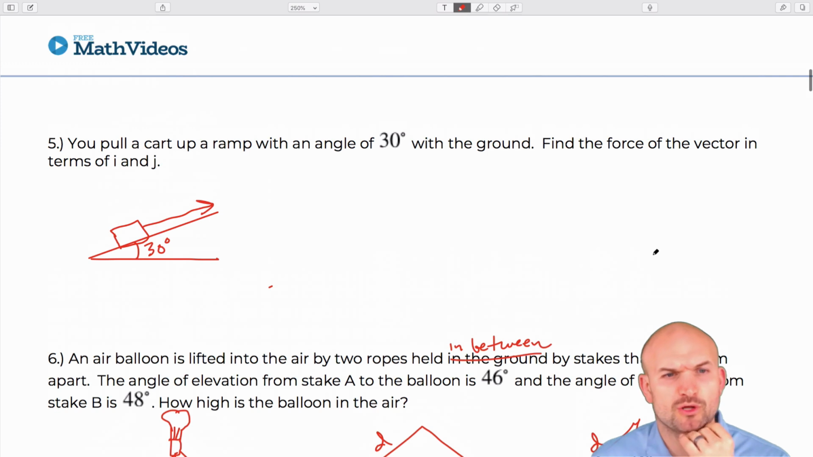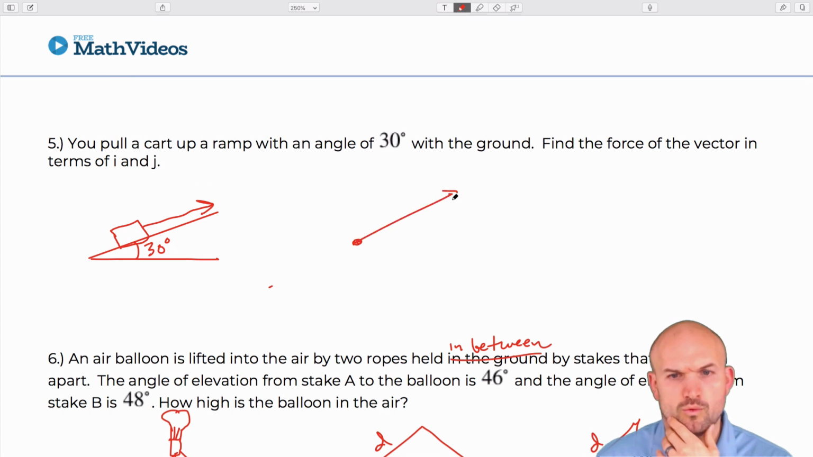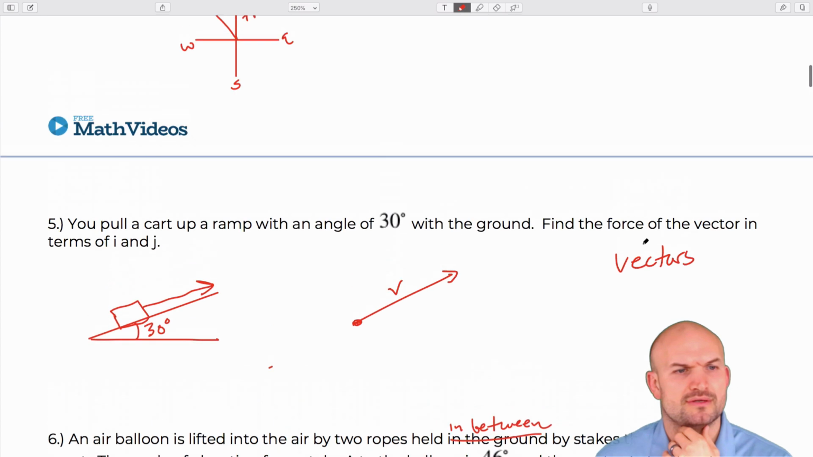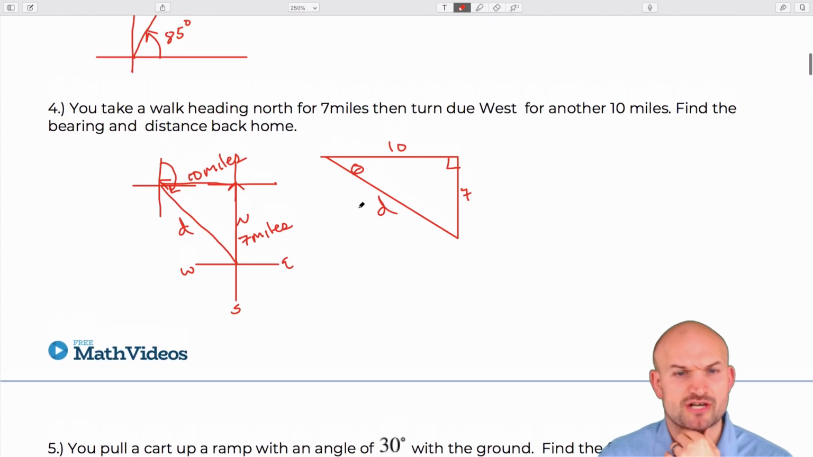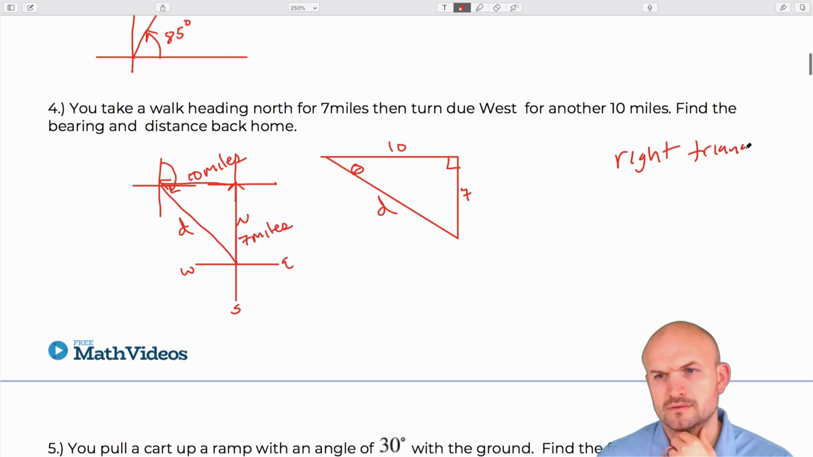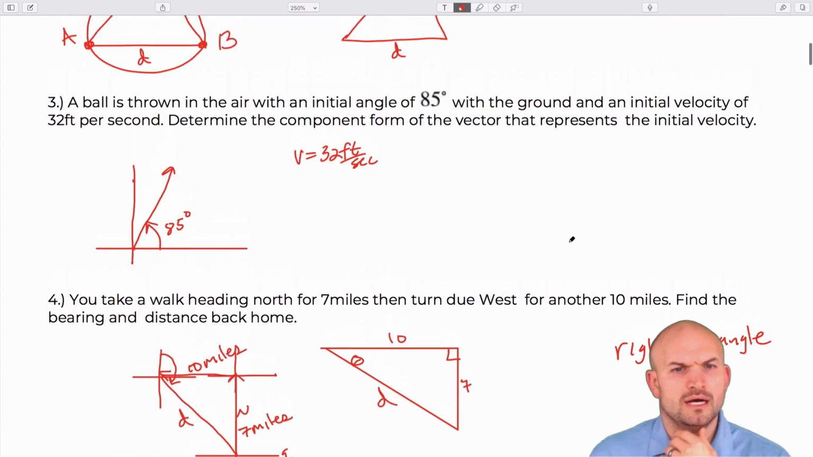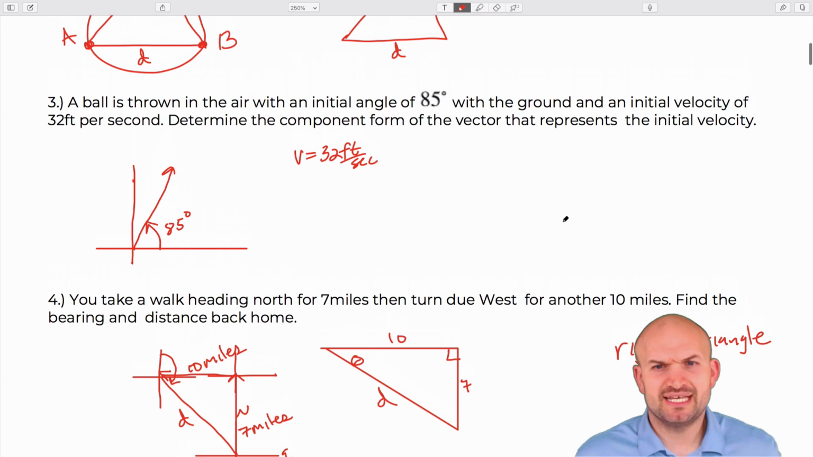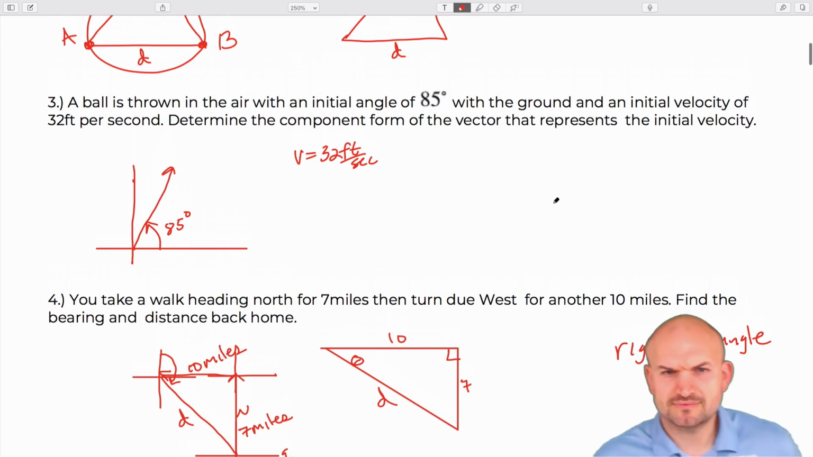Question number 5 says you pull a cart up a ramp 30 degrees, so find the force of the vector. So really we're just looking for what is the vector. Okay, so obviously that's going to be vectors. The next one is right triangle trigonometry. You're going to be looking for D.